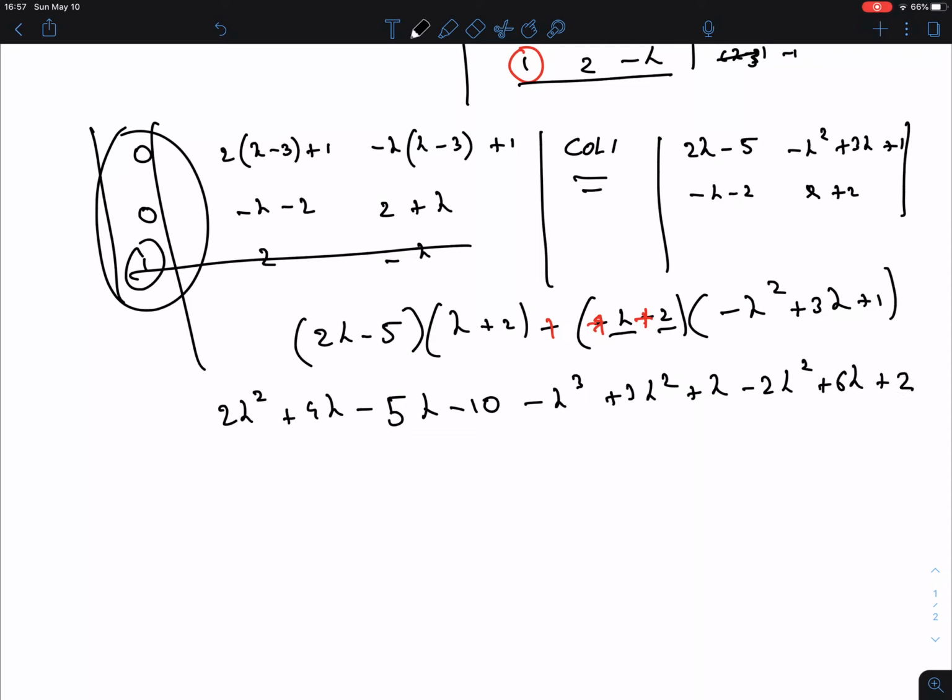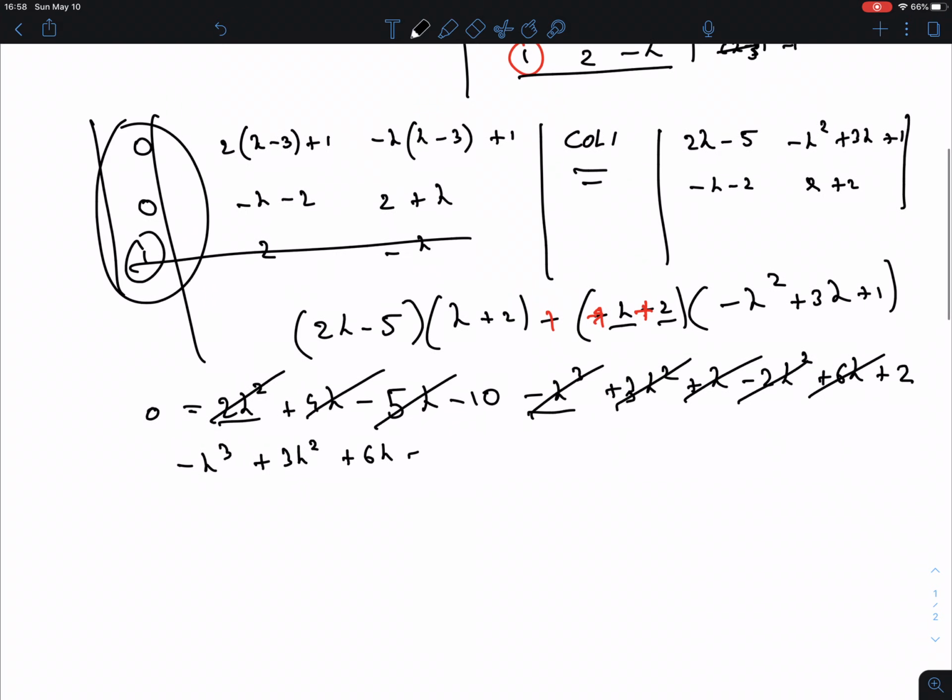Okay, let's combine like terms. We have a minus lambda cubed. Then we have a 2 lambda squared minus 2 lambda squared. What else? There's a 3 lambda squared here. Was it a 3? Yeah, there's a 3. So altogether it's a 3 lambda squared. So these cancelled out, they are done. Let's scratch them out. So 4 minus 5, that is minus 1. Oh, that's completely gone now. So we get 6 lambda. And then minus 10 plus 2 is minus 8.